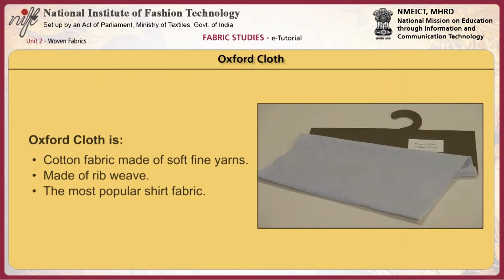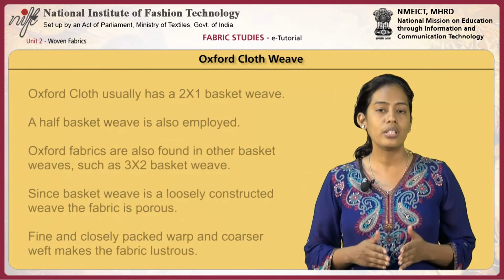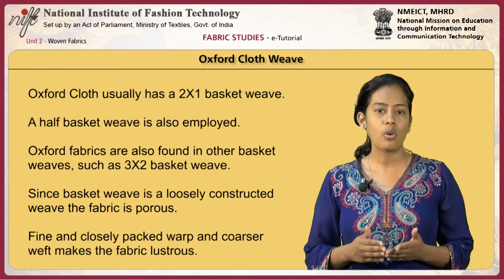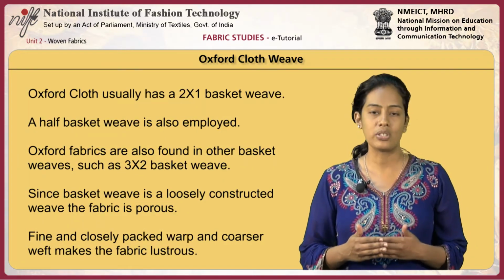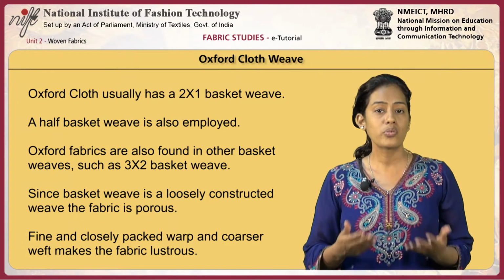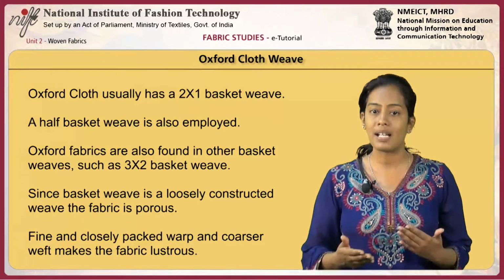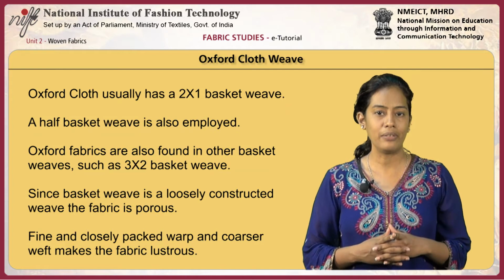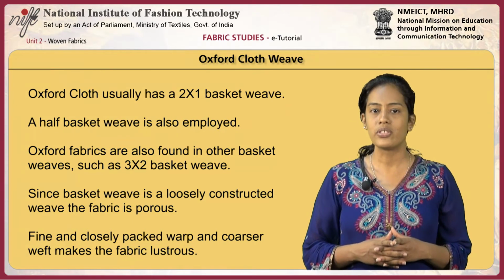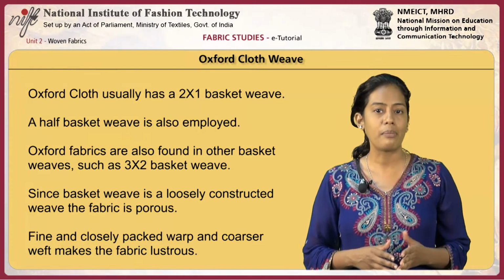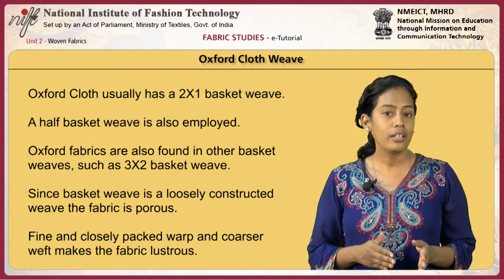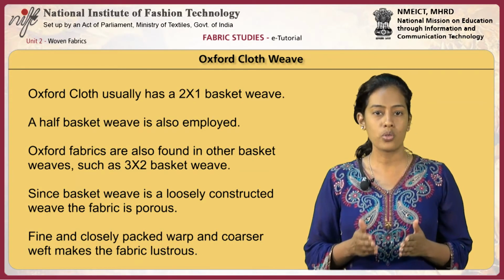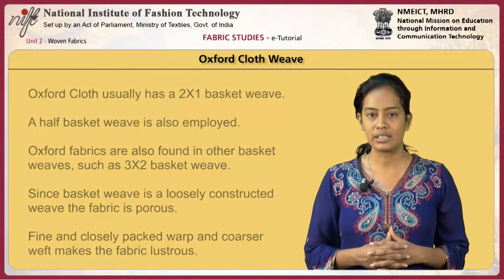Oxford is a cotton fabric made of soft fine yarns. The fabric is made of rib weave and is the most popular shirting fabric. Usually 2x1 basket weave, also called half basket weave, is employed. Oxford fabrics are also found in other basket weaves like 3x2 basket weave. Since basket weave is a loosely constructed weave, the fabric is porous. Fine and closely packed warp and coarser weft makes the fabric lustrous.